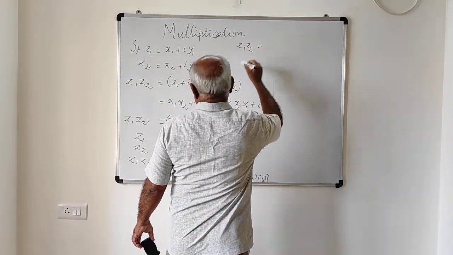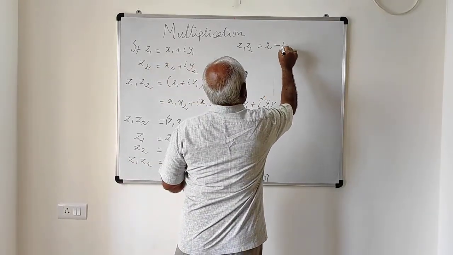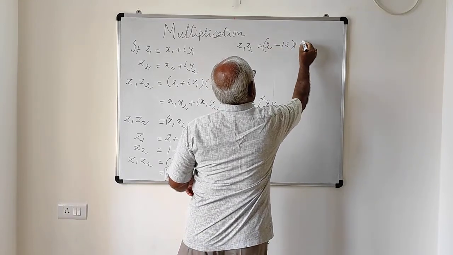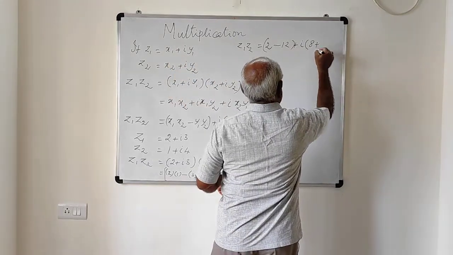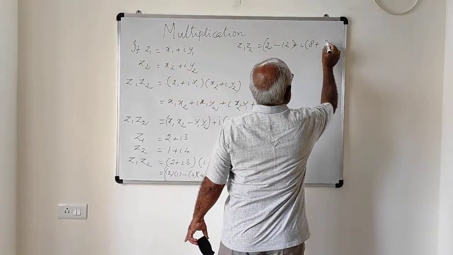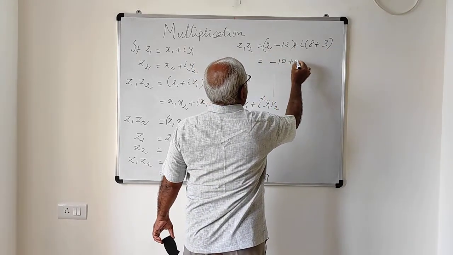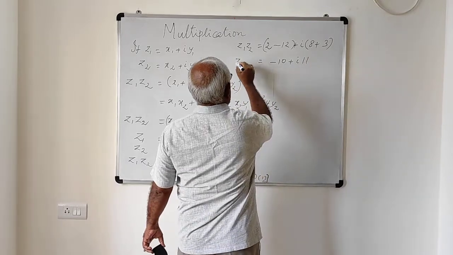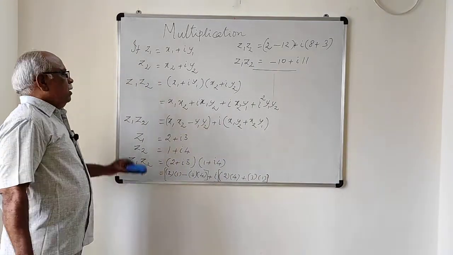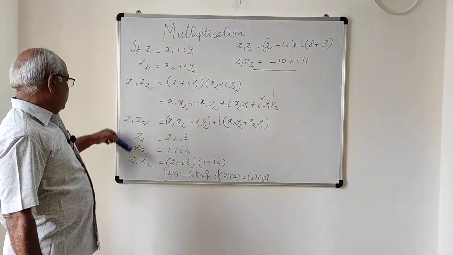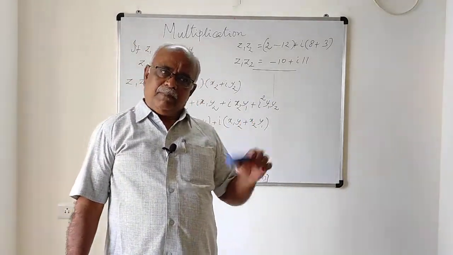Your answer: Z1 into Z2 is 2 into 1 is 2, minus 3 fours are 12, the real part, plus i into the imaginary part, 2 fours are 8 plus 3 ones are 3. So minus 12 plus 2 is minus 10, plus i (8 plus 3) is 11i. This is the product of Z1 into Z2. Like that, you use the multiplication idea of two complex numbers. This is another algebraic operation: addition, subtraction, and this is multiplication.